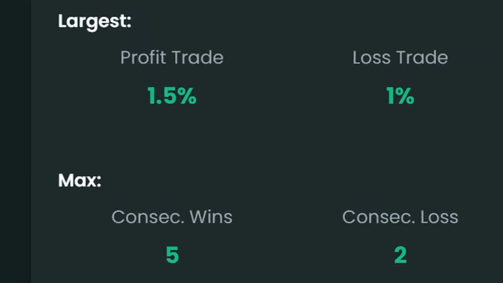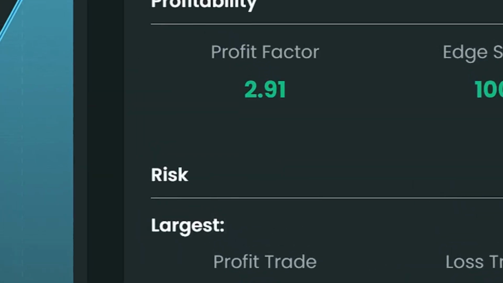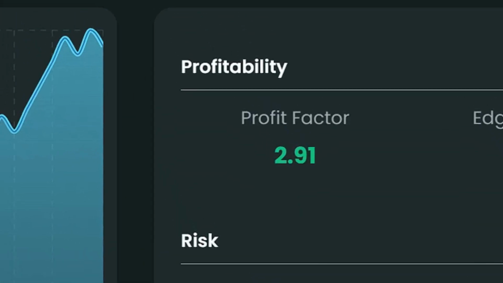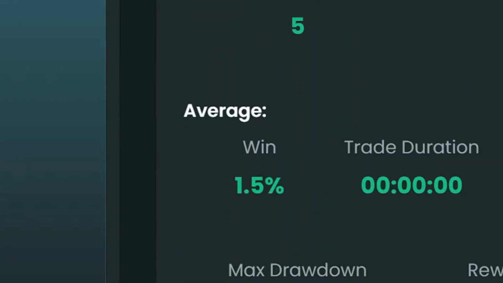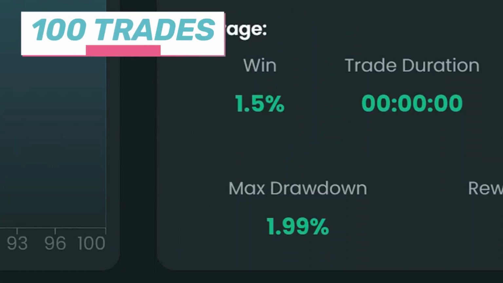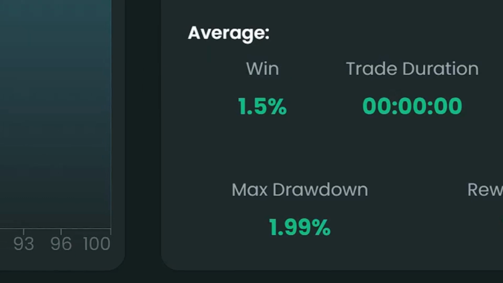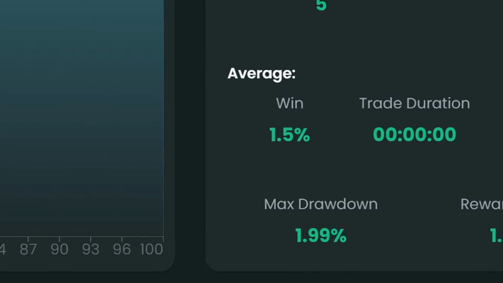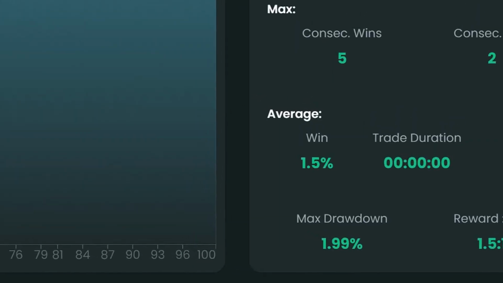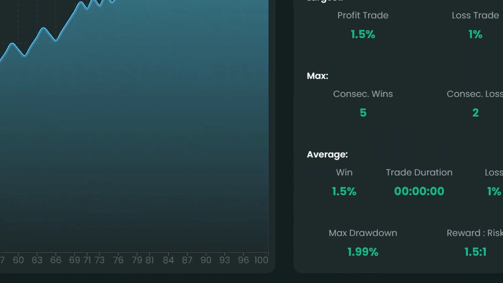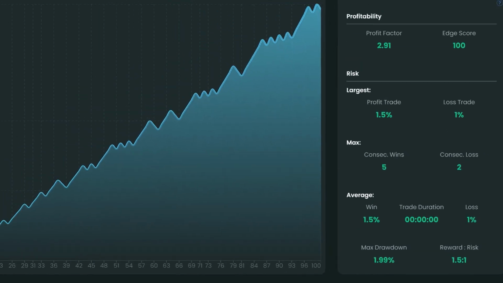The profit factor was a whopping 2.91, meaning the strategy delivered significant profit compared to the risk involved. Additionally, the max drawdown was a mere 1.99% after 100 trades, an incredibly low figure that highlights the strategy's ability to minimize losses. Now that you've seen the strategy's amazing performance, let's dive into the details.